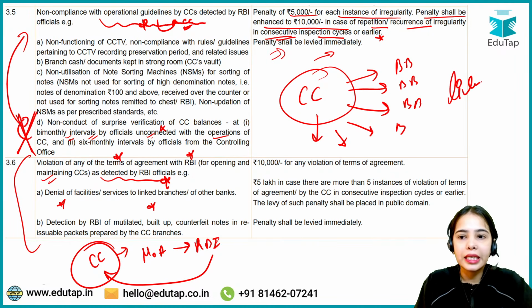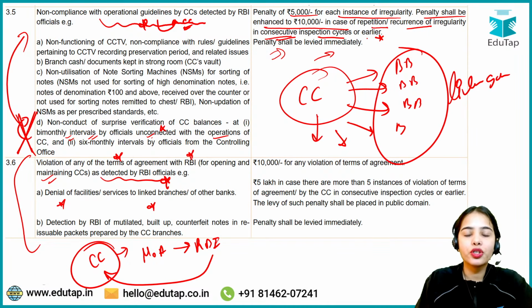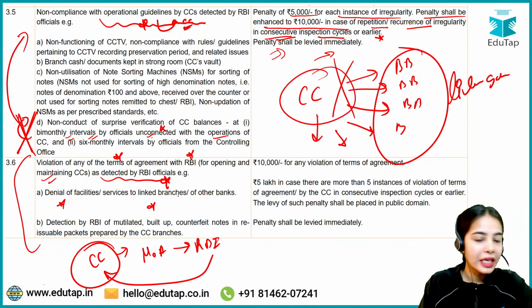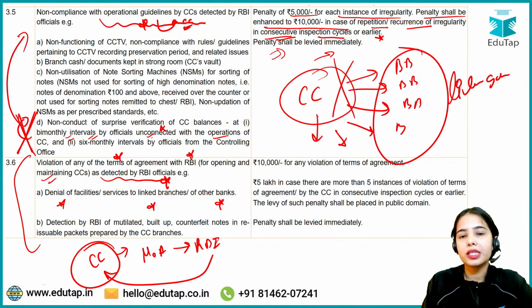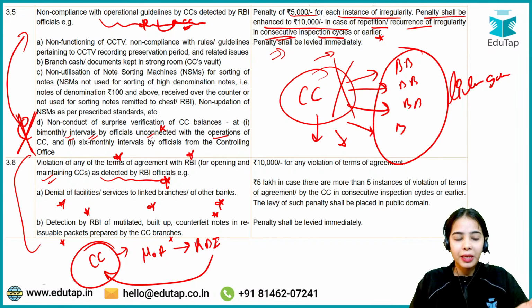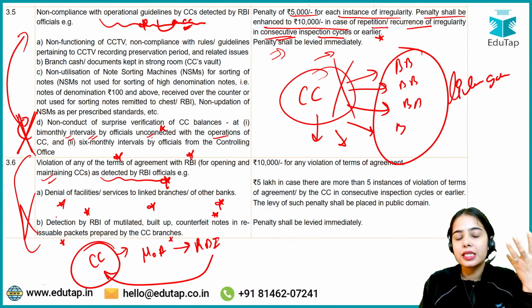This comes under the linkage scheme, where the different bank branches of an area are linked with the currency chest. If the currency chest has denied the facilities or services to linked branches of other banks, this is a violation. Also, detection by RBI of mutilated, soiled or counterfeit notes in reissuable packets prepared by the currency chest branches to further issue to the public. In this case also, this is a violation of terms and conditions with the RBI.